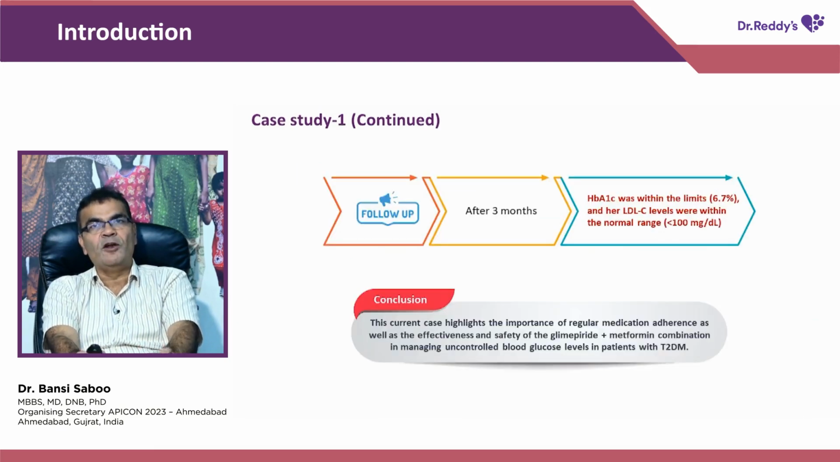In follow-up we can see that the patient's LDL control is very good and HbA1c decreased significantly down to 6.7. This case highlights the importance of regular medication adherence and the effectiveness and safety of the glimepiride combination with metformin and voglibose, which has been given with the biggest meal of the day.